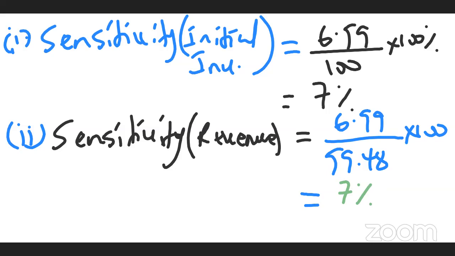What does this mean? This means that if revenue falls by 7%, the project will have a nil NPV. With the cost item, we say when it increases by 7%, the project will have a nil NPV. With revenue items, when it falls by 7%, the project will have a zero NPV. So that is also the sensitivity for the revenue.